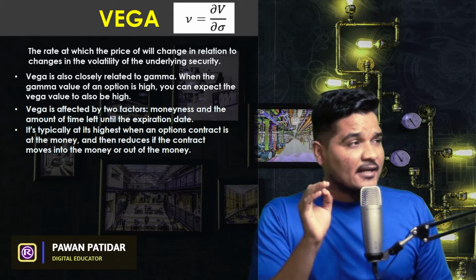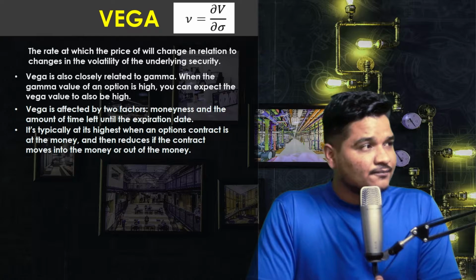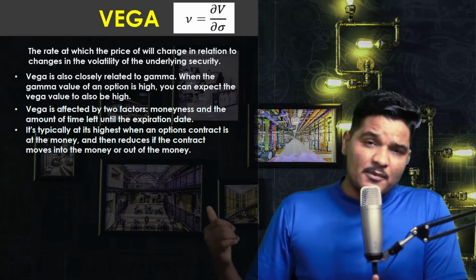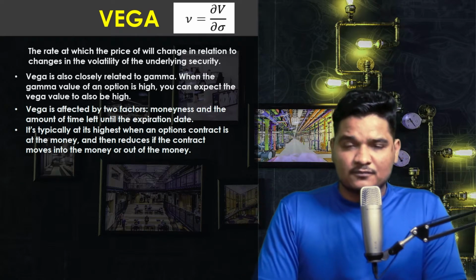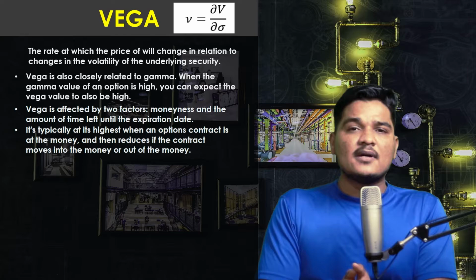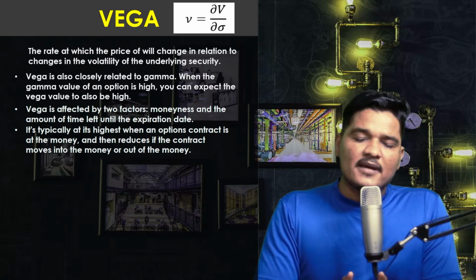It's typically at its highest when an option contract is at the money, and then reduces if the contract goes either deep out of the money or deep in the money. So it simply means Vega, meaning volatility sensitivity, will be maximum at the money. Well, if you think about it, it makes sense.